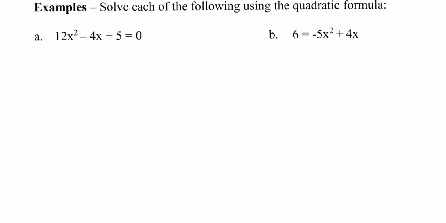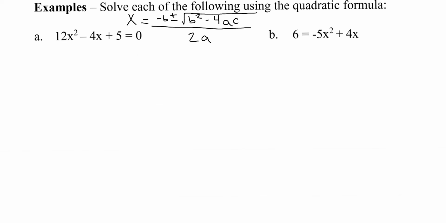All right, on our last two examples, we are going to solve them using our quadratic formula. So if you recall, our quadratic formula is the opposite of b plus or minus the square root of b squared minus 4 times a times c all over 2a. Remember, a is the x squared term, b is the x term, and c is your constant term.